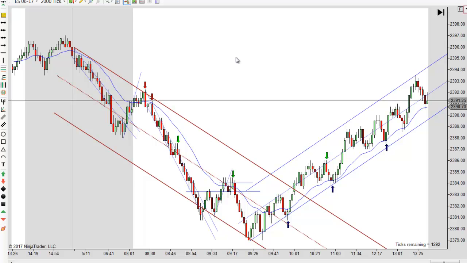I was playing it with the brown one more so than the blue. And really, I usually use these shorter term ones. Just like right here, there's another shorter term.